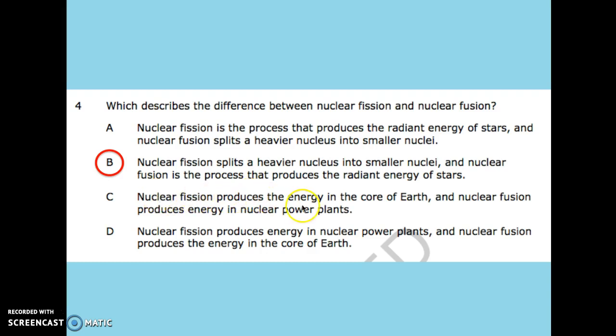Nuclear fission produces energy in the core of the Earth. No. Nuclear fusion produces energy in nuclear power plants. No. Fission would be doing that. Nuclear fission produces energy in nuclear power plants, yes, and nuclear fusion produces the energy in the core of the Earth, no. So make sure when you have long, wordy answer choices like that, that you look at all parts of the statement.